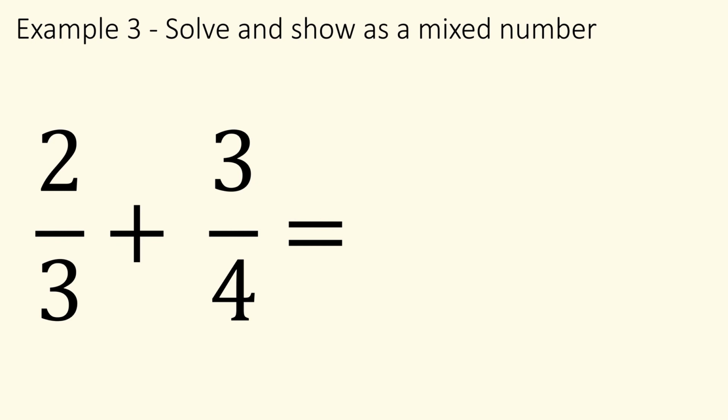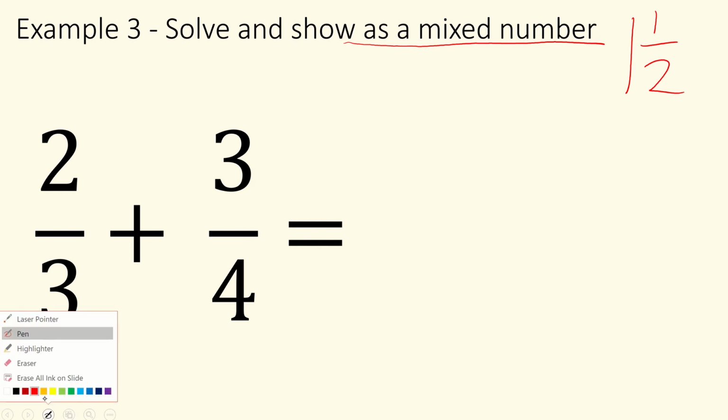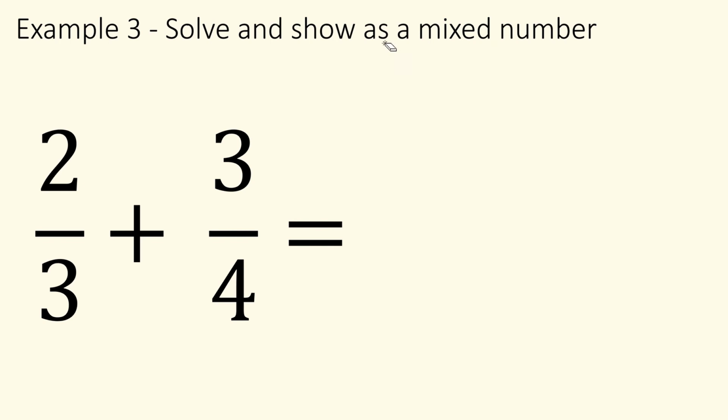Let's try one more. Example 3, solve and show as a mixed number. So a mixed number is where you have something like, if you're describing time, that'll be ready in 1.5 hours. So you have a whole number followed by a fraction. Okay. So we'll just get rid of that. But let's start off by solving it as normal, going for purple this time. So let's draw some wings.